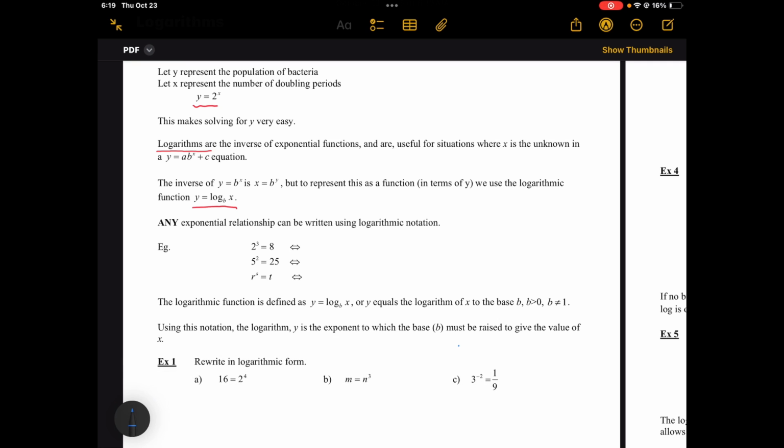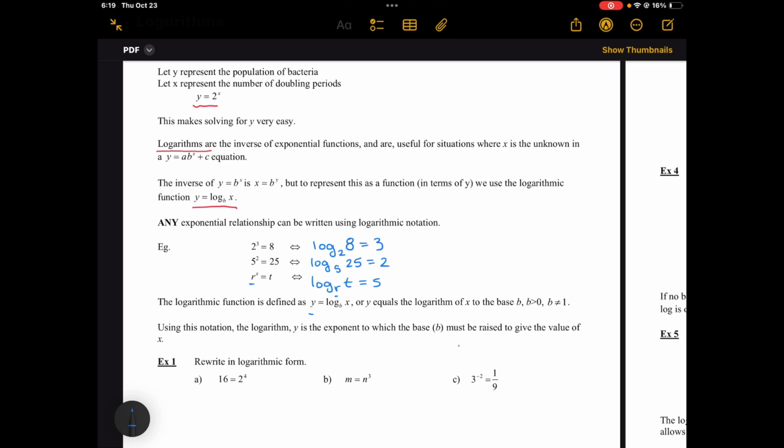So 2 cubed equals 8. That is a true statement. We can also write it as log base 2 of 8 is equal to 3. Here we would say log base 5 of 25 is equal to 2. And this last one with just variables, we would say log base r of t is equal to s. So the base of the exponent and the base of the logarithm are the same. And we're just rewriting it so that the variable comes down out of the exponent.